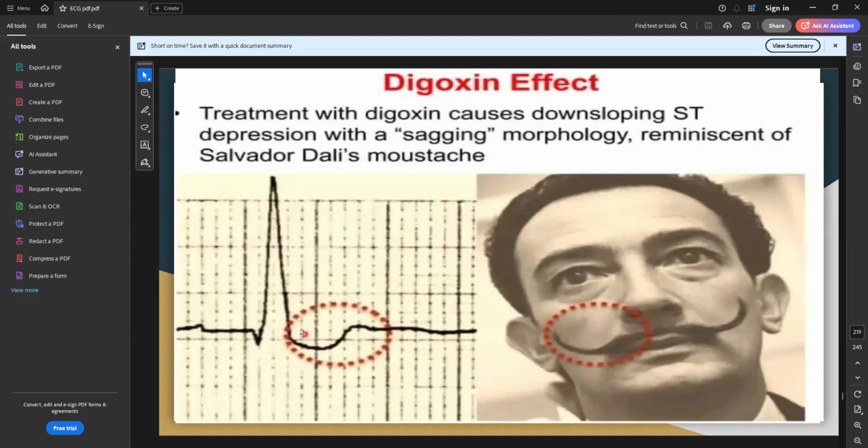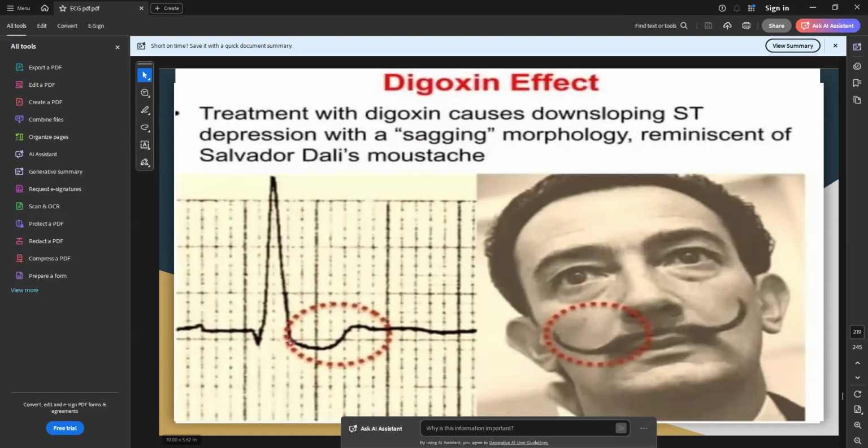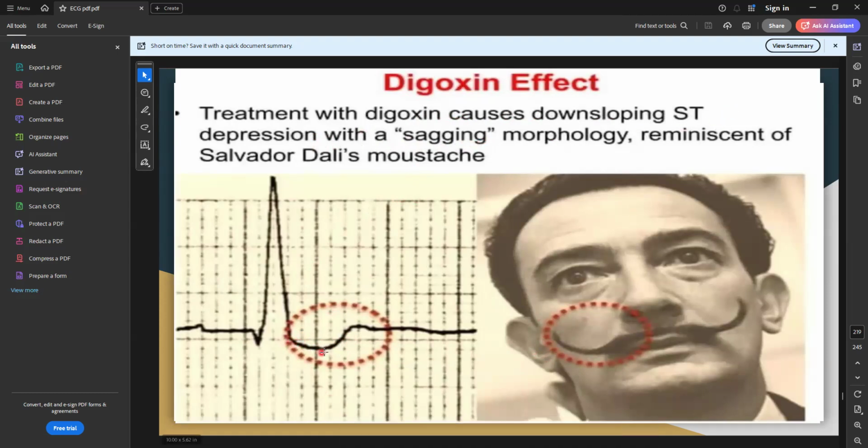This is the characteristic feature of the ST segment. This is the sagging type of ST segment. You can see this is the ST segment. This is the T wave. You can see this is the sagging morphology of the ST segment.